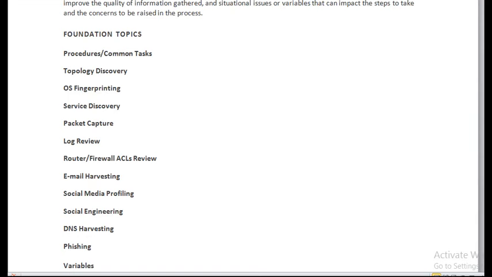All right, so let's see. First topic, procedures, common tasks. Includes topics such as topology discovery, OS fingerprinting, service discovery, packet capture, log review, router firewall ACLs review, email harvesting, social media profiling, social engineering, DNS harvesting, and phishing variables. So, these are the different topics that we will be covering.